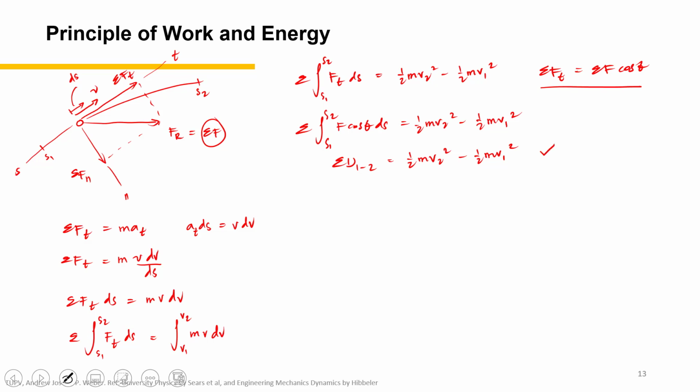This equation represents the principle of work and energy. The term on the left side is the sum of all the work done by all the forces that are acting on the particle as it moves from point S1 to point S2, while the two terms on the right side are the particle's final and initial kinetic energy. Sometimes they are labeled as T sub 2 and T sub 1.